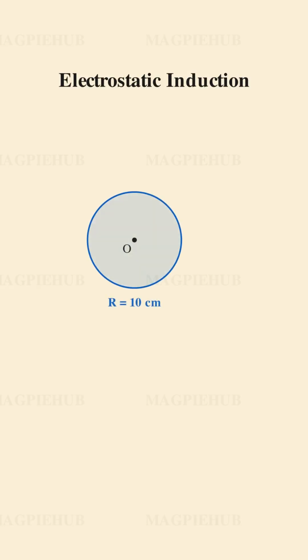JEE Advanced 2025, Paper 2, Physics, Question 5. Here is the setup. We have a neutral conducting sphere of radius 10 cm. A positive point charge Q equals 10 to the minus 8 coulombs is placed 20 cm from the center. Due to electrostatic induction, negative charges gather on the near side and positive charges on the far side of the sphere. Now the sphere is grounded.